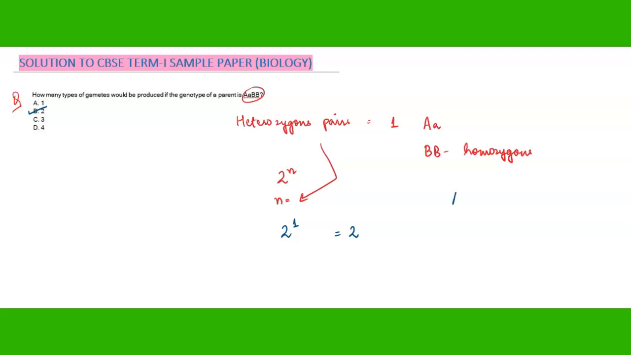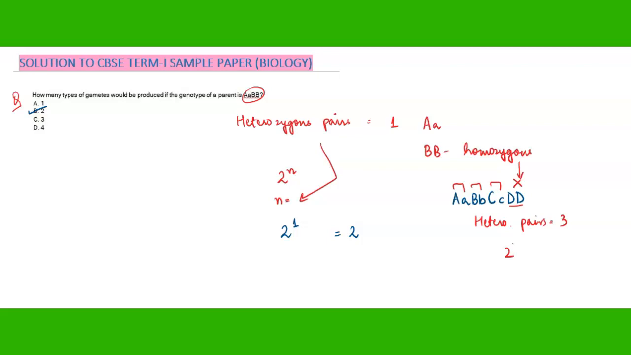Let's take another example. Suppose you are being given this genotype. Capital A, small a, capital B, small b, capital C, small c, capital D, capital D. So in this, heterozygous pairs are how many in number? They are 3 in number, right? This one is 1, 2, 3. This one is not heterozygous because capital D, they are the same alleles and it defines the homozygous condition.